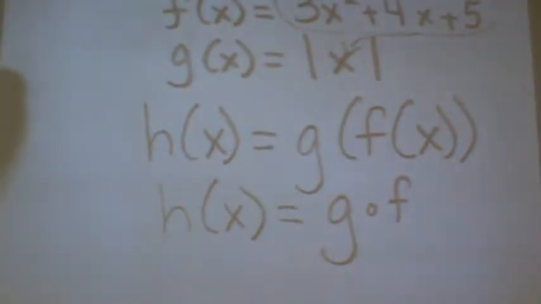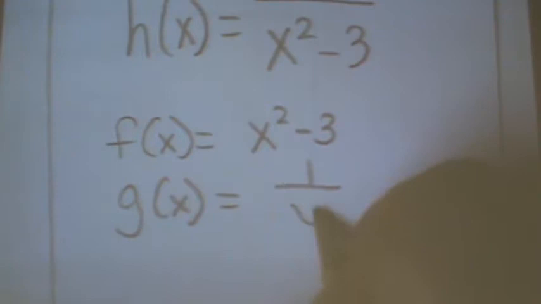So what if I gave you, here, let's do another one. What's f of x going to be? This piece right here. And what's g of x going to be called? 1 over something. And so what's h of x? Compose it with these two letters.